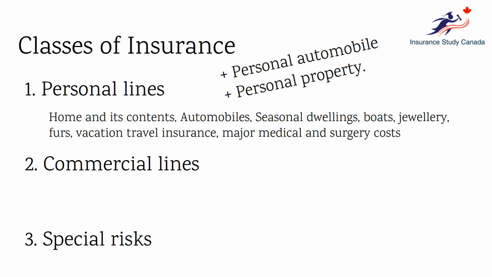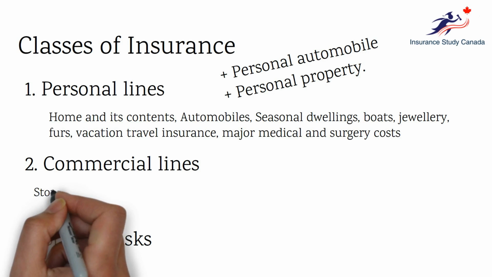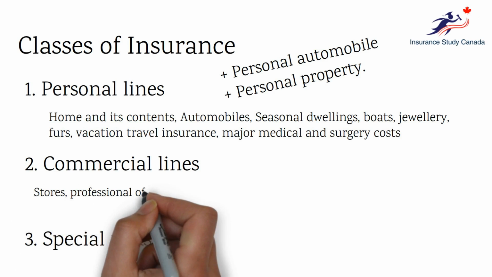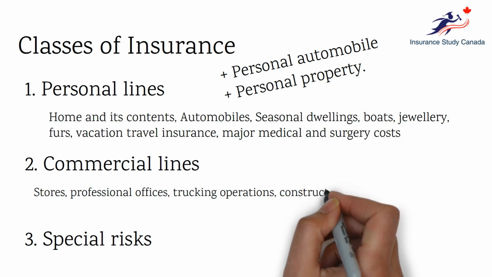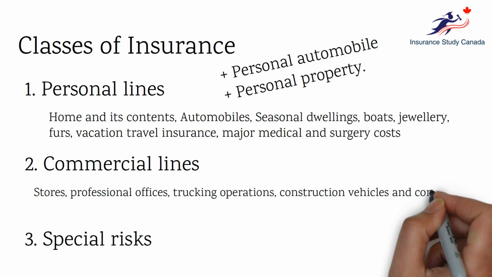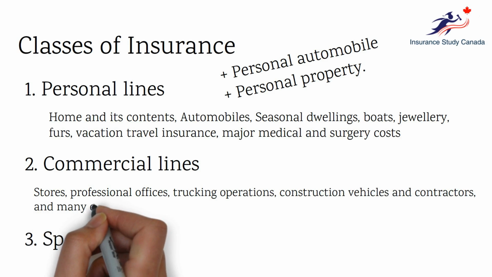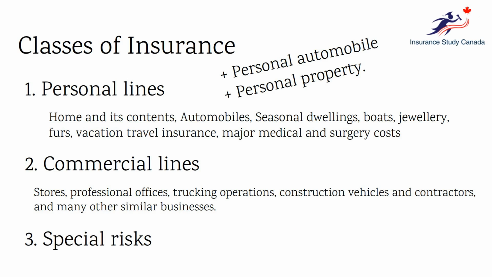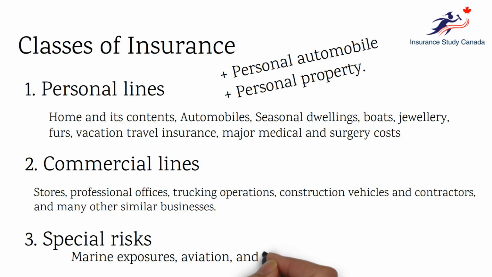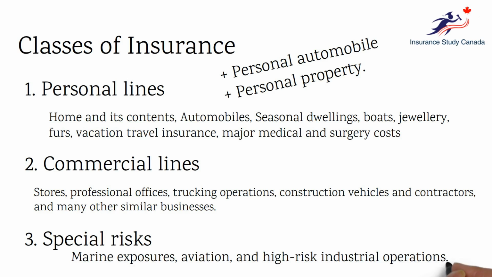The second class of insurance is commercial lines. This is insurance relating to commercial operations such as stores, professional offices, trucking operations, construction vehicles, contractors, and many other similar businesses. Special risk is very special. Special risks are marine exposure, aviation, and high risk industrial operations.